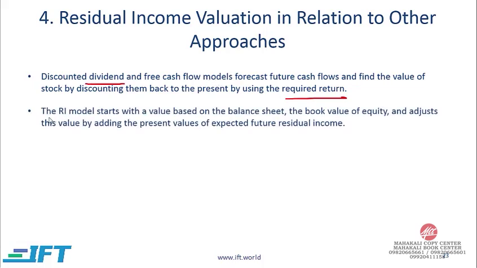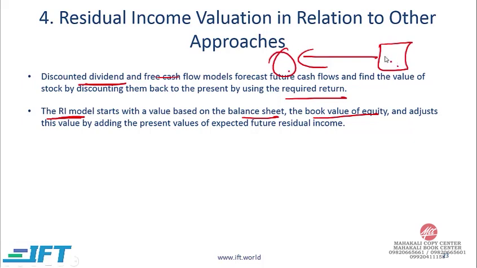The residual income model starts with a value based on the balance sheet, which is the book value of equity, and adjusts this value by adding the present value of expected future cash flows. So the approach is different. With dividend discount models and so on, you in a way work backwards, because if you think about it, a large part of the value is coming based on the present value of the terminal value. Whereas with the residual income model, you start with the book value at time zero and then you add.